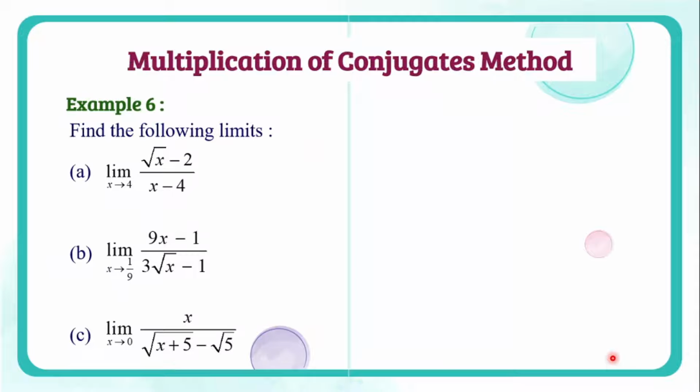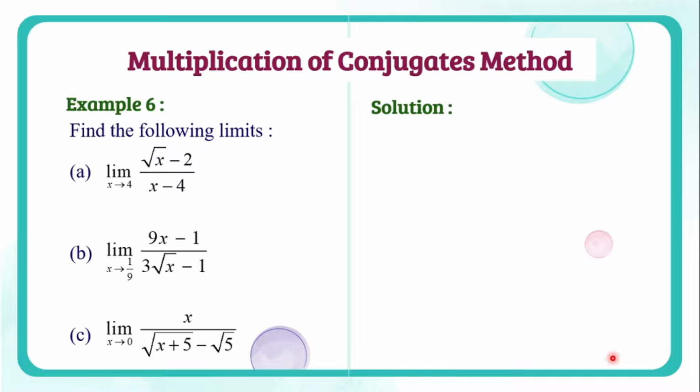The next method that is used to find limits algebraically is multiplication of conjugates. It requires us to rationalize the denominator or the numerator. Functions that require this method must have a surd, either in the numerator or denominator or both. Now, we will try example number 6 by using this method.